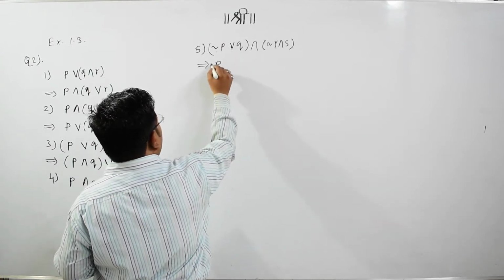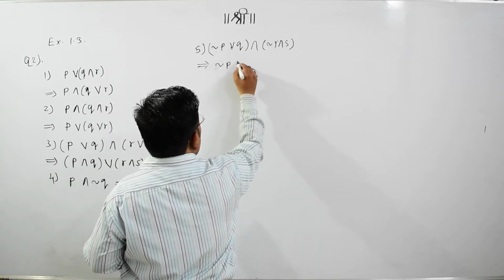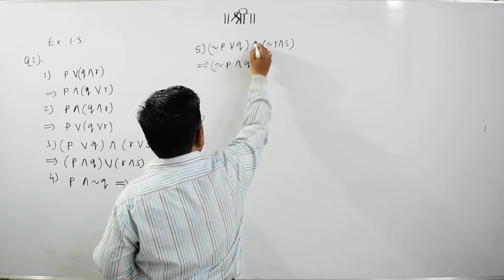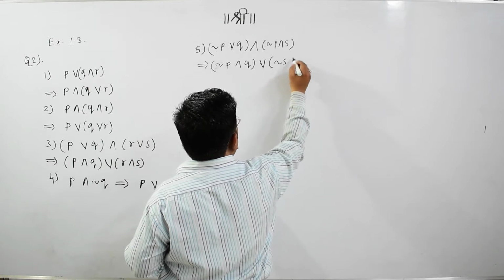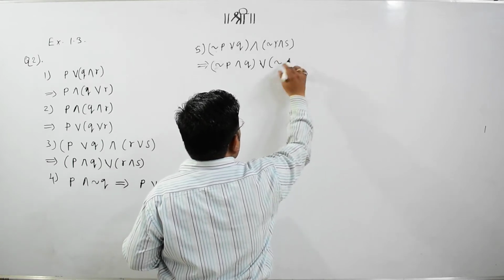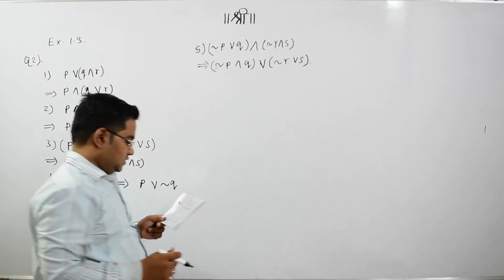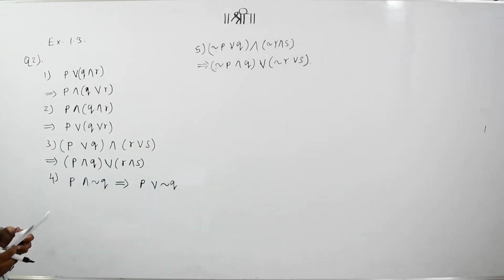So negation of P and Q, and this and will change to or. So or negation of R or S. That's it. That's what will change only. So this is the final dual of that given statement.